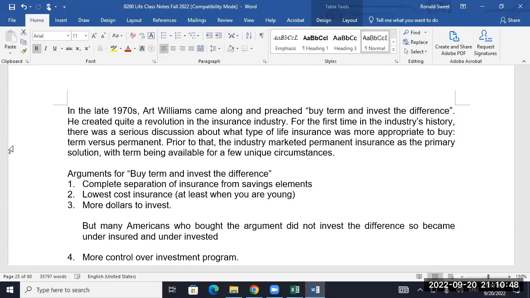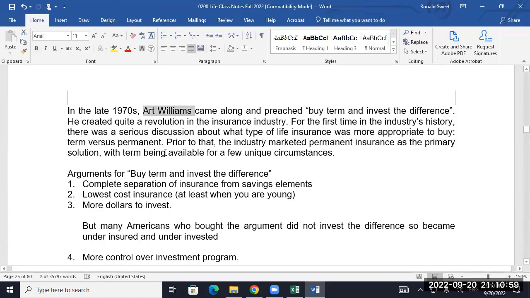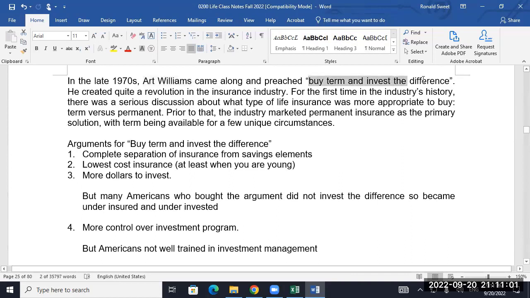Let's get down to the basics of should you buy term or should you buy permanent insurance? And in the late 70s, this guy, Art Williams, came along and he preached buy term and invest the difference. So essentially what he was saying was term is cheaper. So buy term, you're going to have some extra money, put that extra money into the bond or stock market. And if you do that, you'll have your term insurance for the time you need it. And then when the term runs out, you've got this wonderful portfolio that's going to have more money in it than you would have had with life insurance anyway.